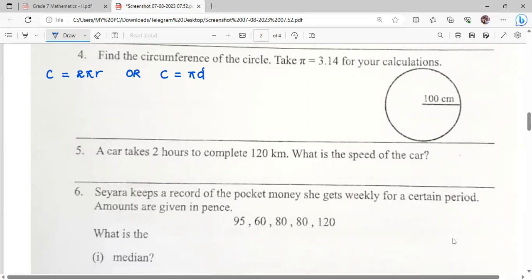Which formula you use will be based on the information available to us. If you look at the given diagram, we have the radius value, right? So this is the radius. When we have the radius value, we want to use the 2πr formula, okay?